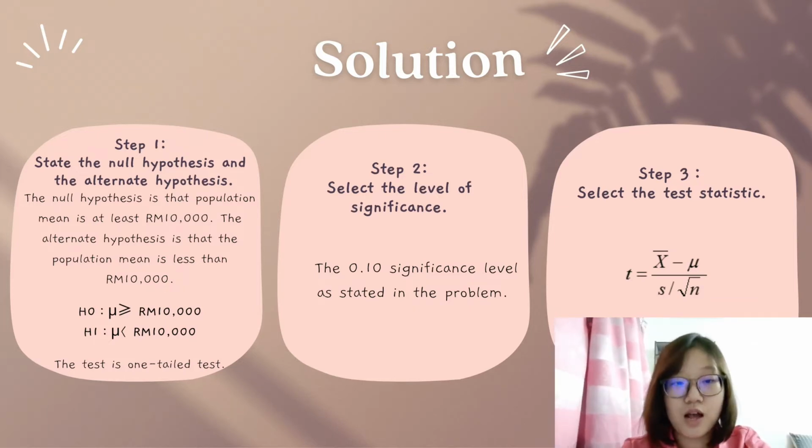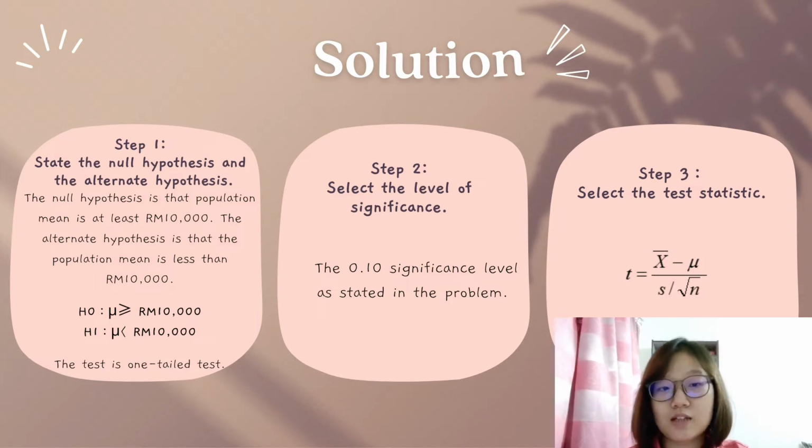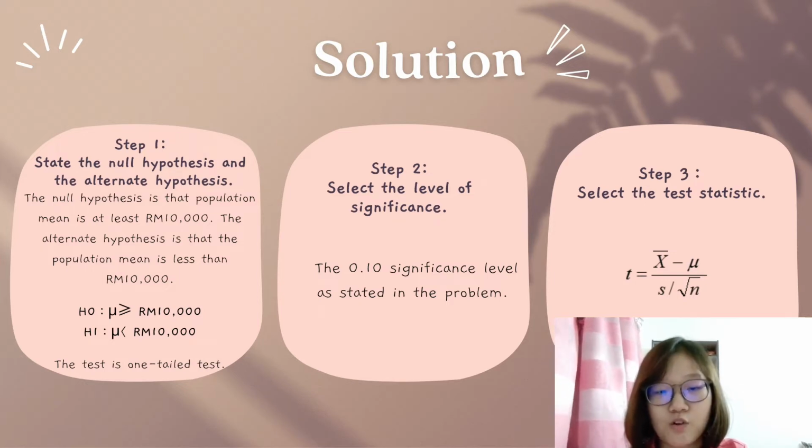Step 2. Select the level of significance. So we know that it is the 0.1 significance level as stated in the problem. Next, step 3. Select the test statistic. So we use the t distribution since the sigma is unknown. So the formula is t equals the sample mean minus the population's mean over the standard error of the mean.